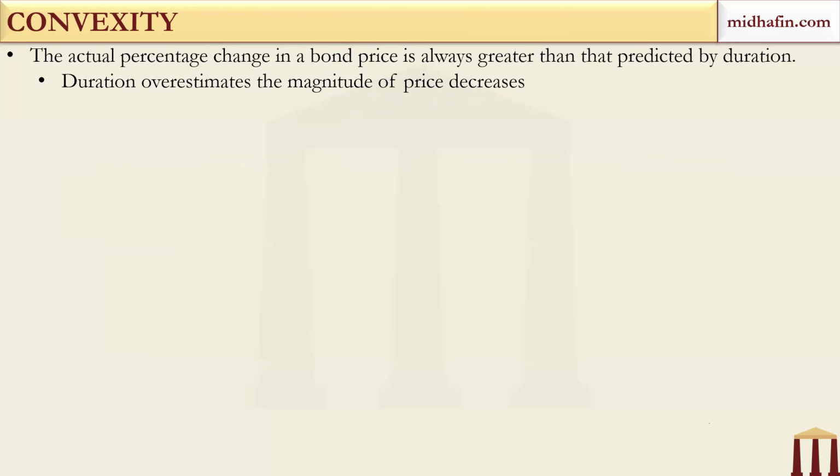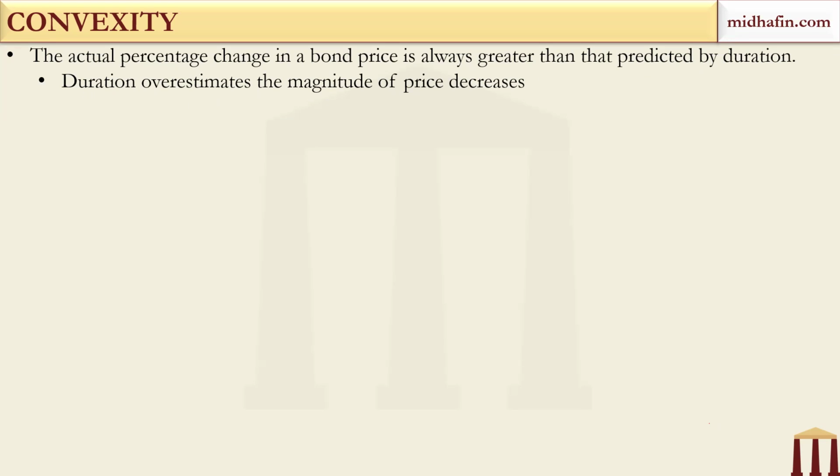Now, these are the takeaways. The percentage change in the bond price is always greater than that predicted by the duration. Duration overestimates the magnitude of price decrease. When there is a decline in the price, it will overestimate the change. Actual change was 5,297.14.